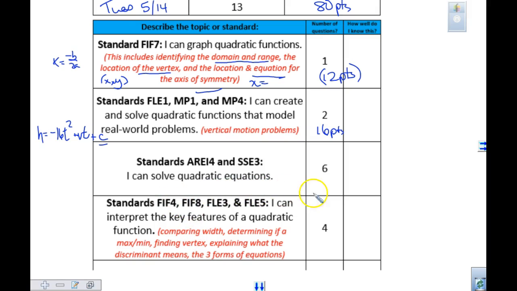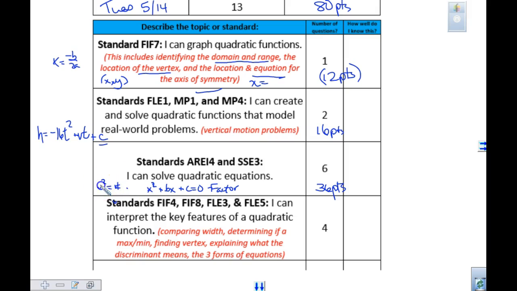The next standard, I can solve a quadratic equation. So there's going to be 6 questions. That's 36 points. When you look at those 6 questions, you can solve them by any means you want. The easiest way to solve: if you have x squared equals a number, find the square root. If you have ax squared plus bx plus c equal to 0 and you can factor, that's the next easiest way. Those are the 2 easiest ways, finding the square root and factoring.